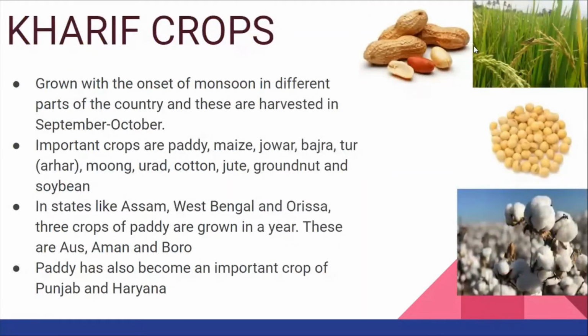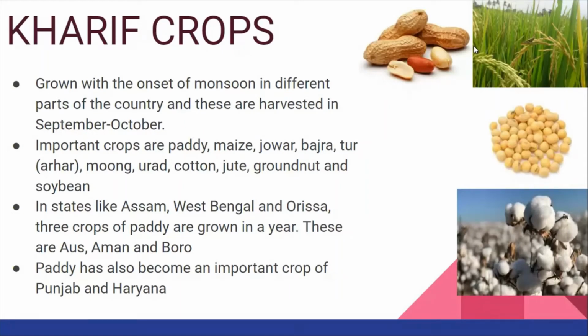It is grown at the onset of monsoon in different parts of the country and harvested from September to October. Important crops are paddy, maize, jowar, bajra, tur, moong, urad, cotton, jute, groundnut, soya bean. In states like Assam, West Bengal, and Orissa, three crops of paddy are grown in a year. These are Aus, Aman, Boro.